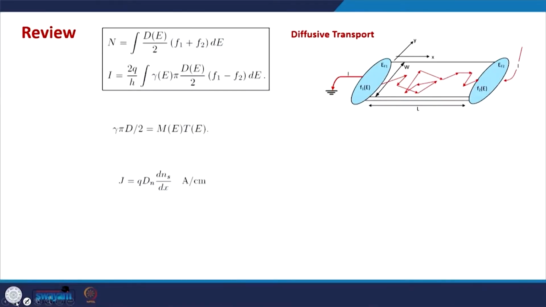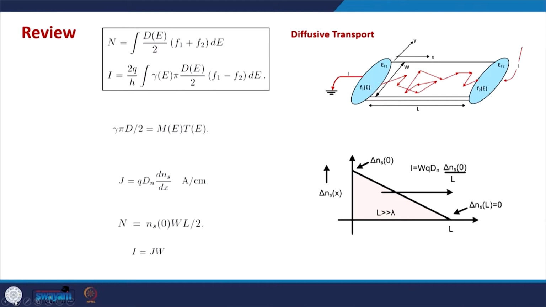Hello everyone. We will today finish our discussion of diffusive transport. We will try to find out the expression for current in the case of diffusive transport, and then we will discuss the next important topic, that is the conductance in the case of ballistic transport and in the diffusive transport. Before going into that, let me quickly review what we were discussing.